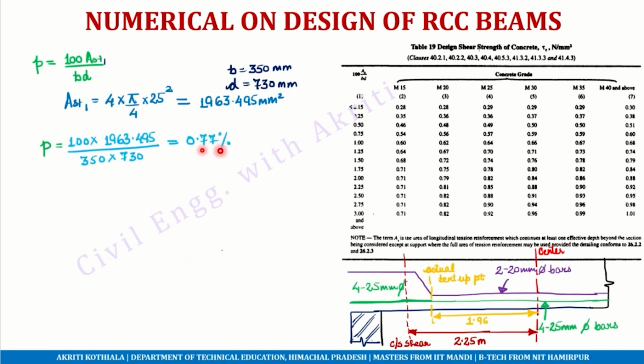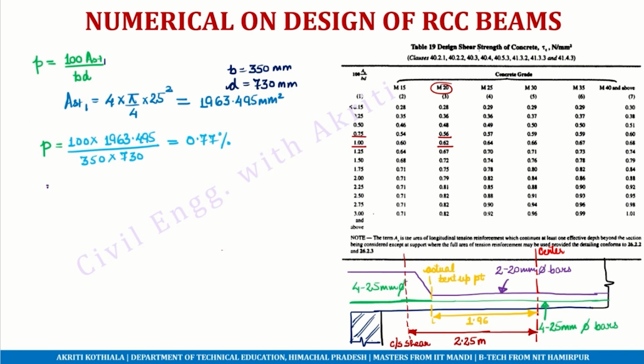substituting these values, a value of P equal to 0.77. So if we look at this table, we have a value of 0.75 and 1, and the corresponding value of tau c for M20 is 0.56 and 0.62. If we are running out of time, we can just round, we can use the value of 0.75 directly, because 0.77 is very close to 0.75. And we can use the value of tau c equal to 0.56. However, just for the sake of understanding, we will be solving this for the value of 0.77.